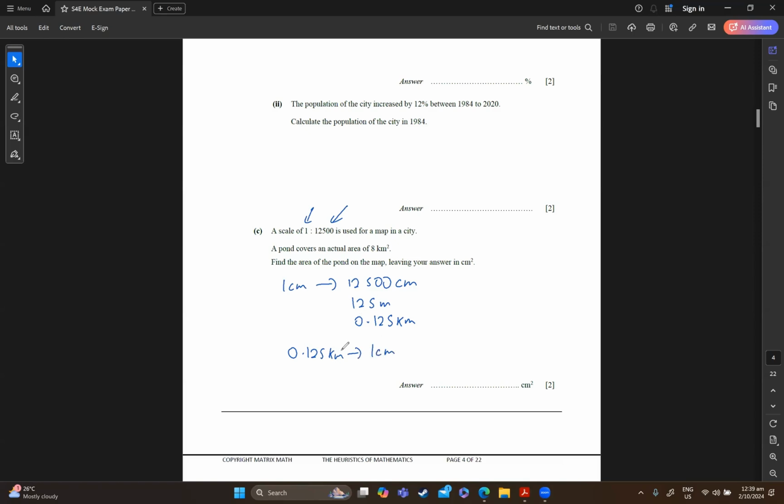Okay, what you want to do is square both sides. So you realize 1 over 64 km squared is 1 cm squared. So if it's 8 kilometers squared, all you have to do is just take this number over this number times 1. So 8 over 1 over 64 times 1. You immediately get 512 cm squared.